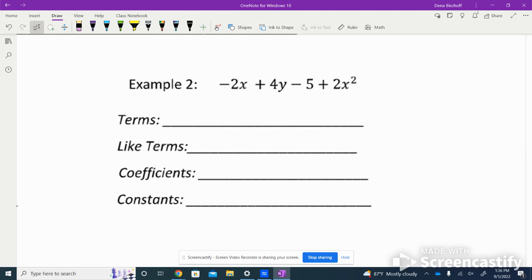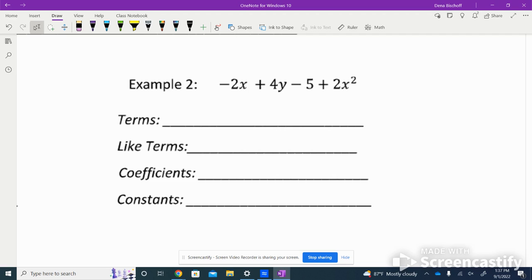Negative 2x and 2x to the second power. Okay, so what did we say about like terms? They have to have the same variable with the same what? Do they have the same exponent? No. So there are no like terms, because this x is not the same as this. This does not have an exponent. This one does. Does that make sense? Jacob, is that good? All right.